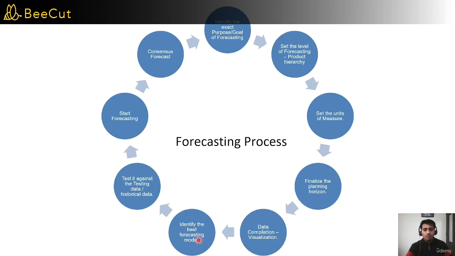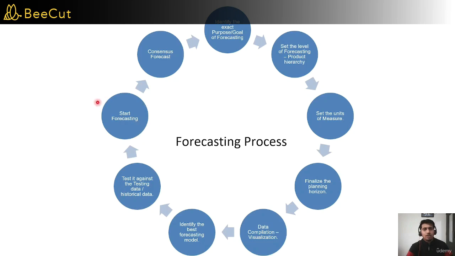Then you identify the best forecasting models. Now, what type of data you have, how many outliers it has, what's the trend, what's the seasonality, how many promotions you have. After doing all those things, you come up with the final forecasting model, whether you want to go with the causal model or the time series model. That will be decided in this stage. Once you have one of the best models, you test it against your historical data or testing data, as we see in data science. Once it's tested and your forecast model is good to go, you start forecasting.